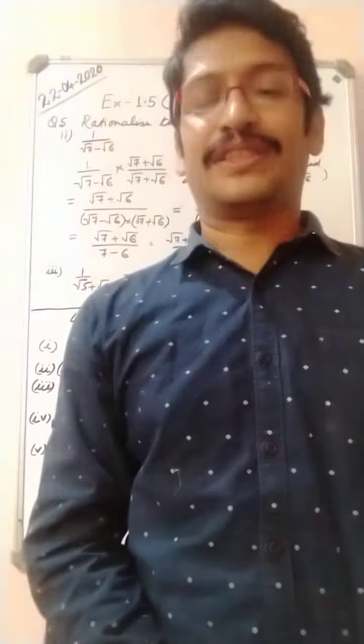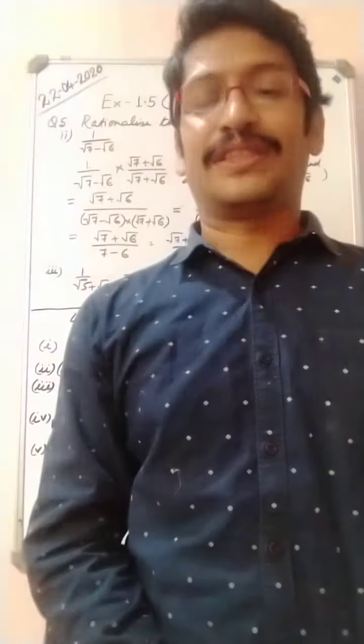Question number 5, rationalize the denominator. Rationalize the denominator means that if the denominator is in irrational form, it has to be converted to rational form. So you will see the question, part 2 is 1 by root 7 minus root 6.